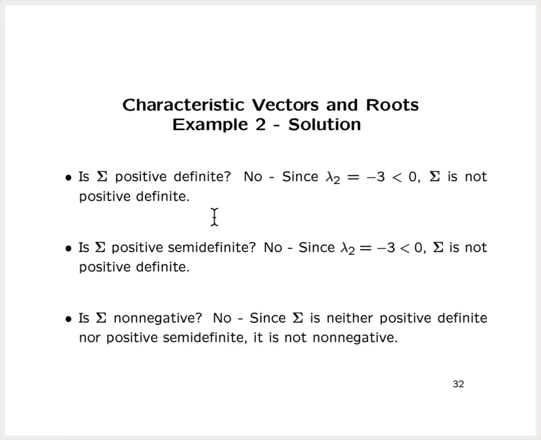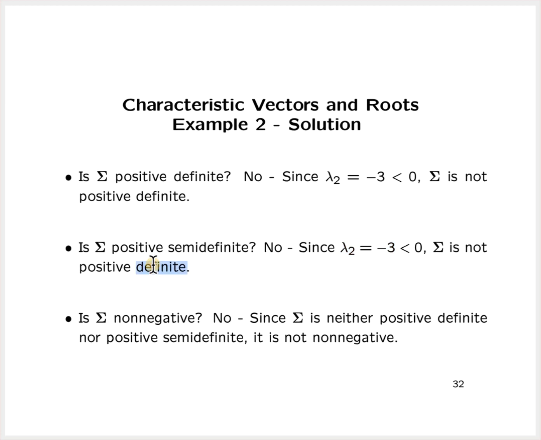Now, is cap sig positive definite? No, it's not. In this case, it's not because lambda 2 is negative 3, which is less than 0. So cap sig is not positive definite. Is cap sig positive semi-definite? No. Again, cap sig has a negative characteristic root, and so it cannot be positive semi-definite.